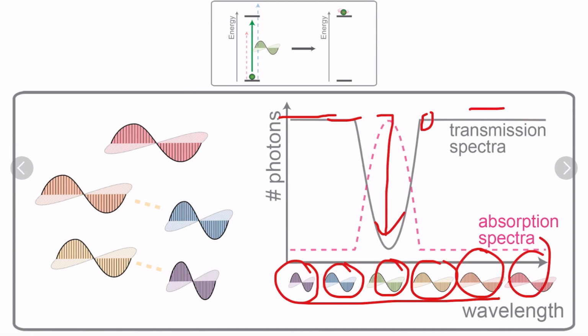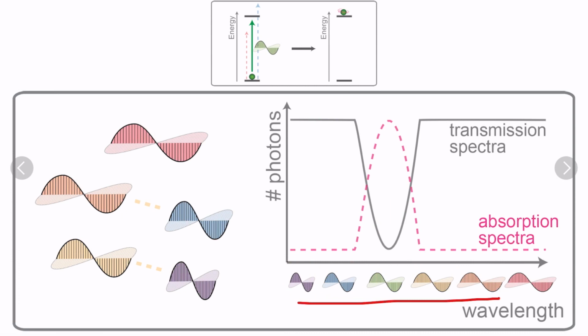So this is known as a transmission spectra. With a line like this, this is the transmission spectra.